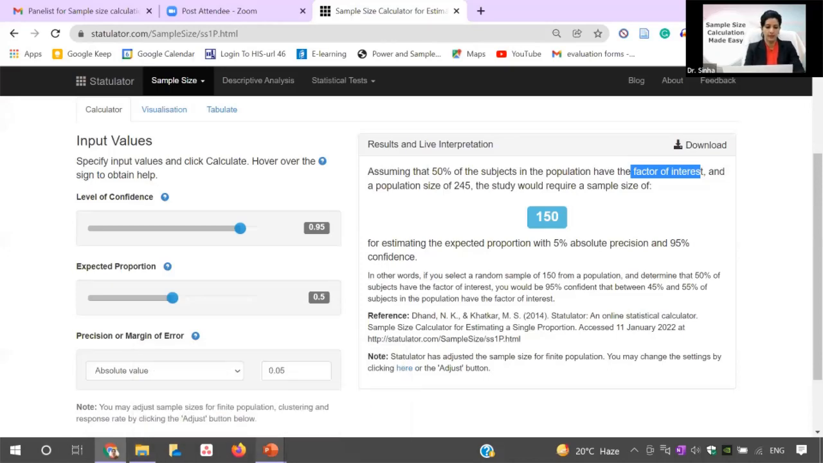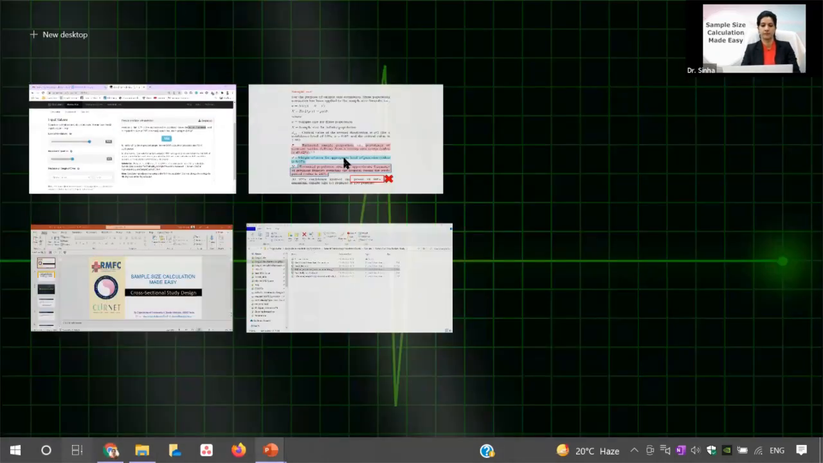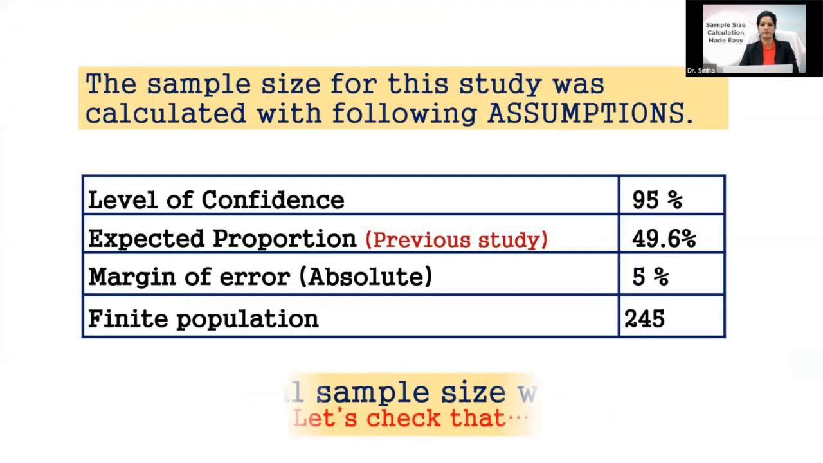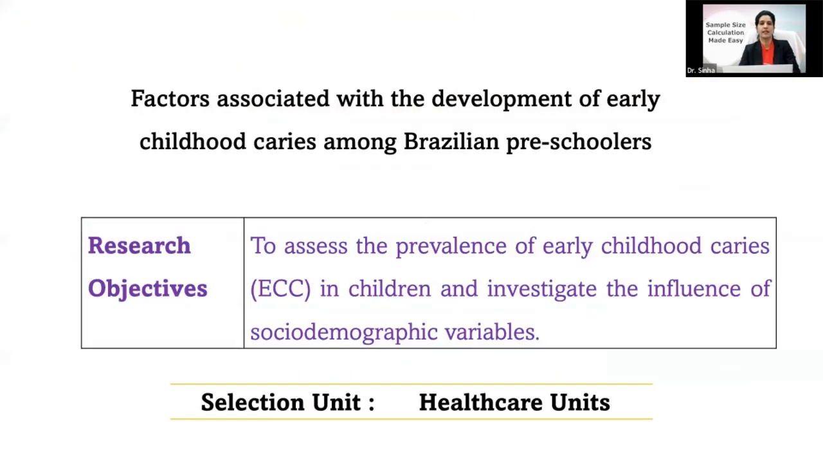So now coming to another example. This is the second example: factors associated with the development of early childhood caries among Brazilian preschoolers. What was the research objective? The researcher had to assess the prevalence of early childhood caries in children and investigate the influence of socio-demographic variables. Here the selection unit was the healthcare unit.